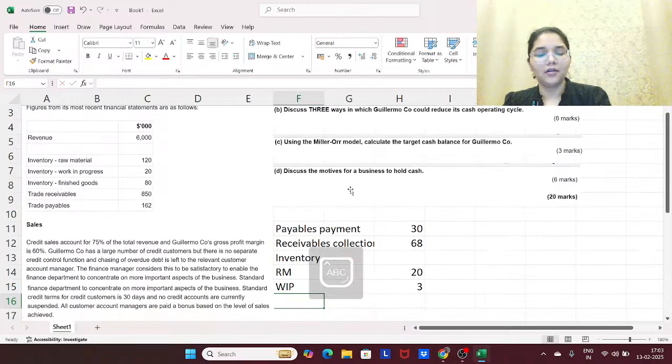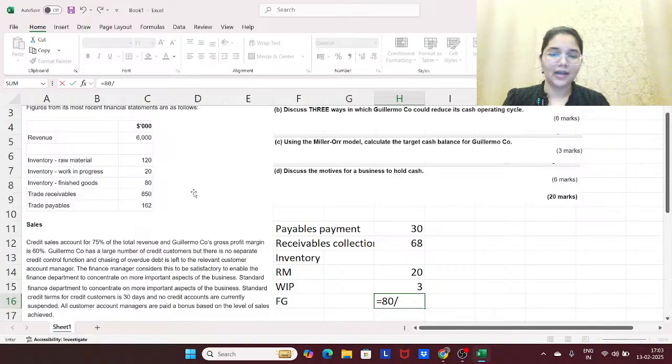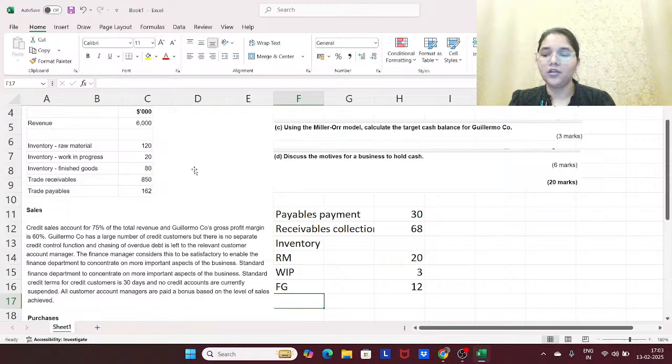Now talking about the finished goods, the valuation is given to us as 80. This needs to be divided by again your cost of sales. So we are going to take 0.4 of the revenue, which is 6,000. So you close these brackets, again start a new one from scratch. This whole will be multiplied by 360 to get to your final answer of finished goods of 12 days.